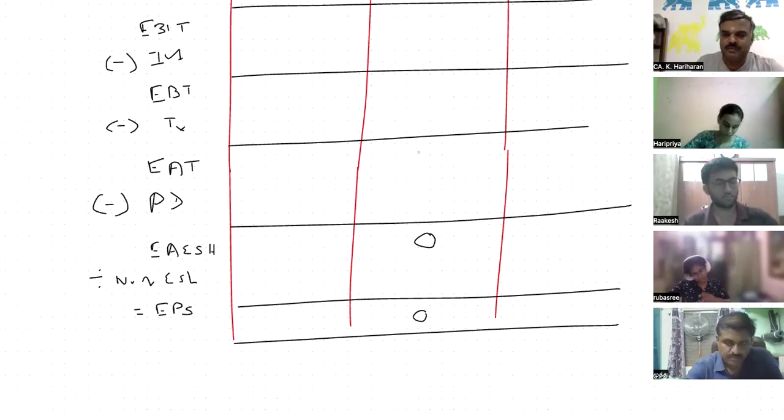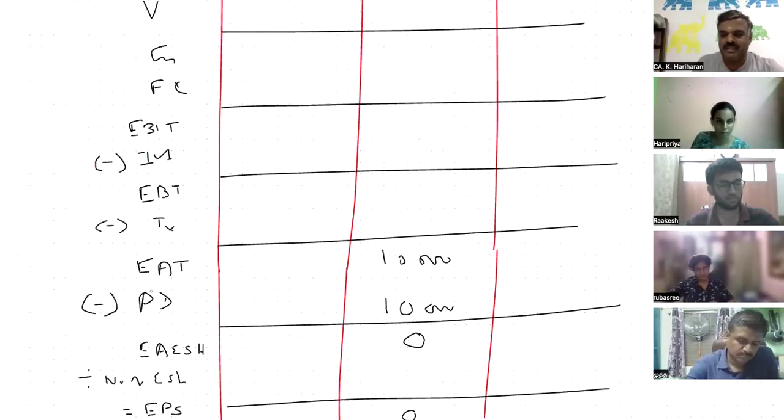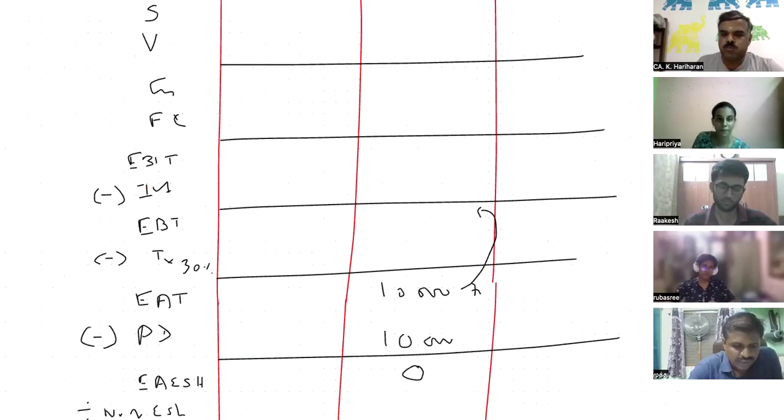This is 70%. Therefore, 100% comes to how much? 10,000 divided by 70% is equal to 14,286.